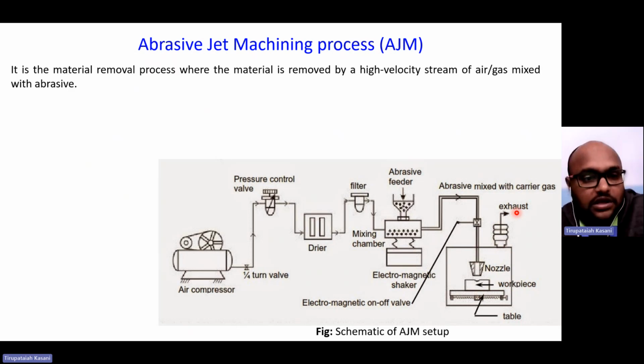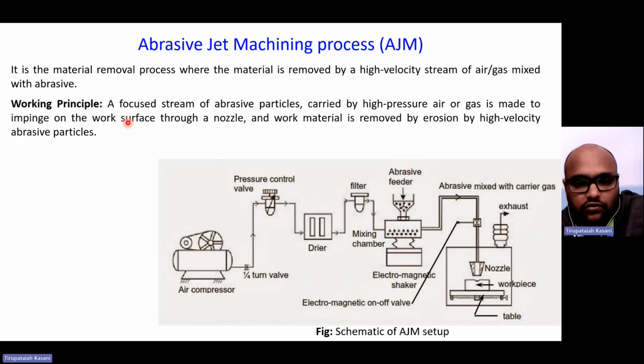Okay, and now here we will see the material removal process, where the material is removed by a high velocity stream of air or gas mixed with the abrasive. We have already seen this is the mixing chamber. This is the air, and the abrasive particles will mix and will flow through this nozzle. And what is the working principle? A focused stream of abrasive particles carried by high pressure air or gas is made to impinge on the work surface through a nozzle. This is the nozzle, and the work material is removed by erosion by high velocity abrasive particles. So the working principle is this.